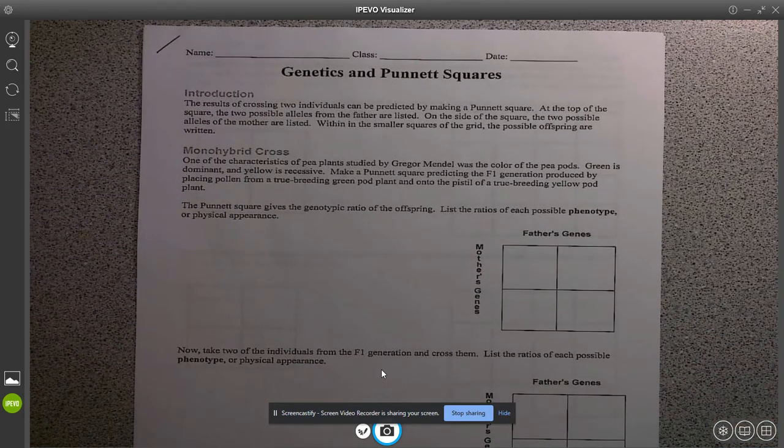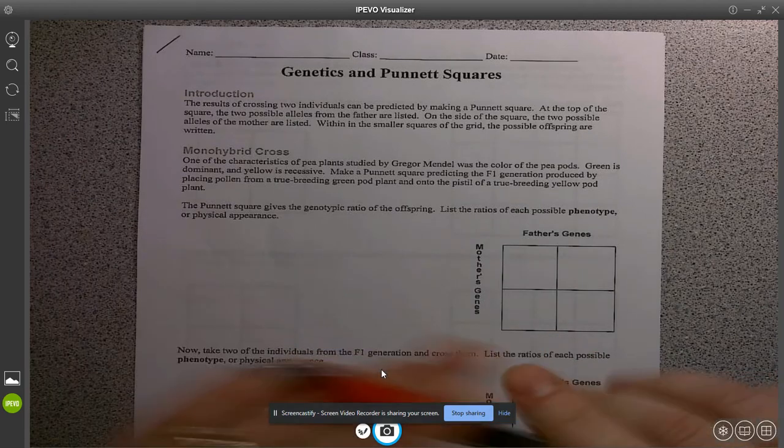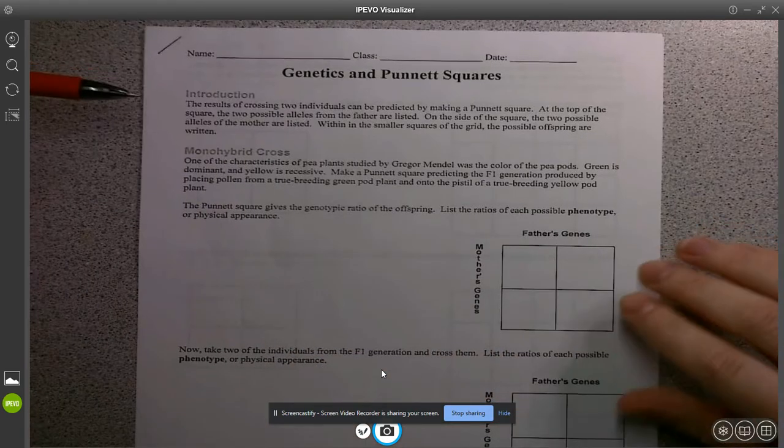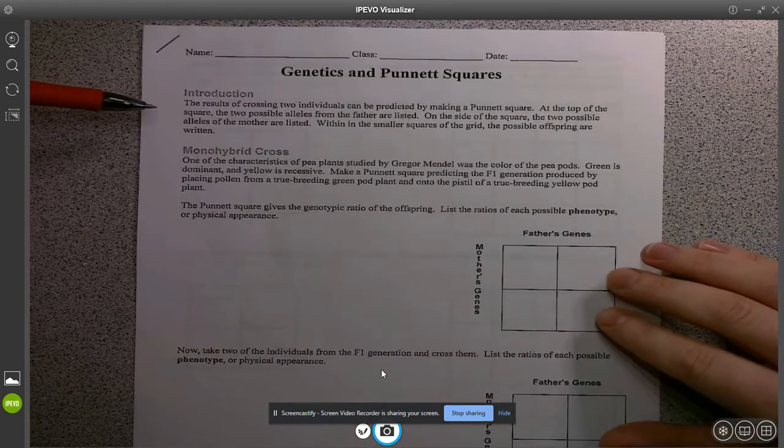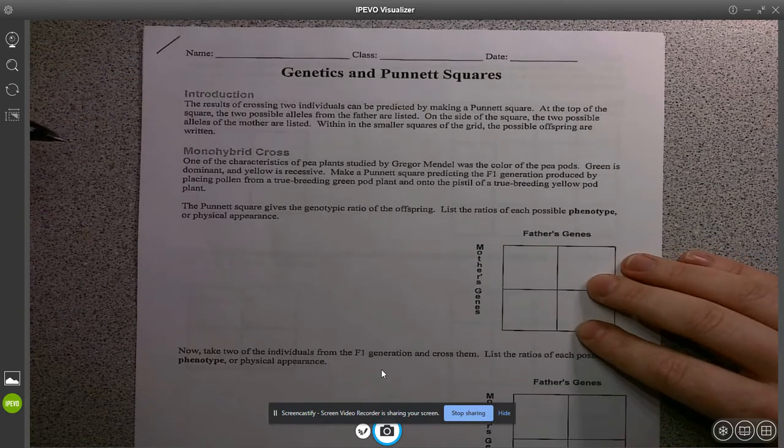So we're going to go over a couple practice problems, and we're going to be looking at key words and important things to watch out for so that we know what we're talking about. So the introduction, we are just going to be looking at the results of crossing two individuals can be predicted by making a Punnett square.